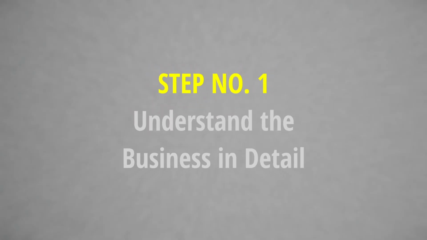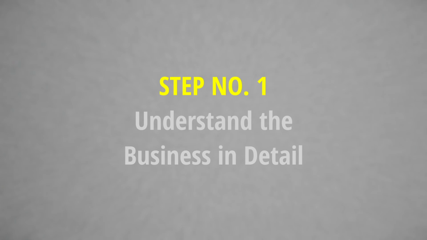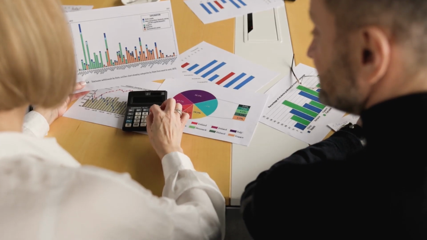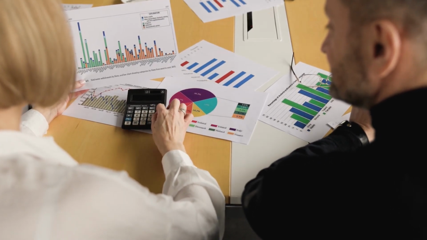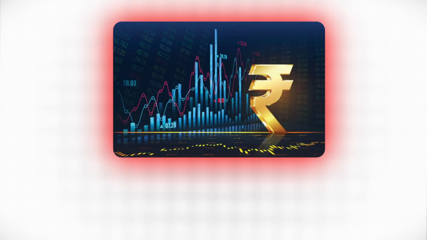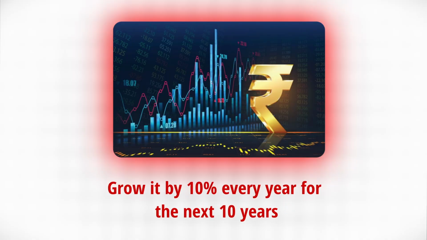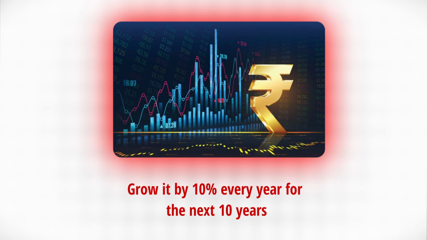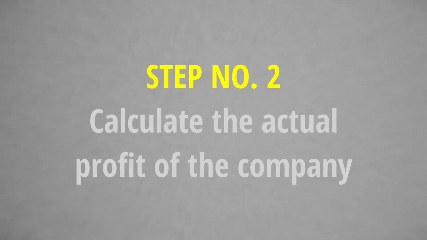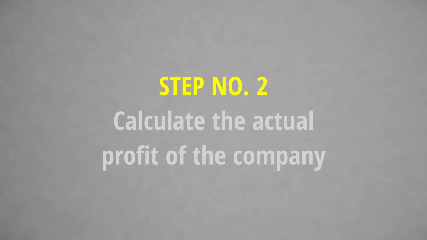Step number 1 is to understand the business in detail. Let's say we are calculating the intrinsic value of a software company in India, and it is generating 100 crores of profit this year, and it is expected to grow its profits by 10% every year for the next 10 years. Step number 2 is to calculate the expected profit of the company for the next 10 years.